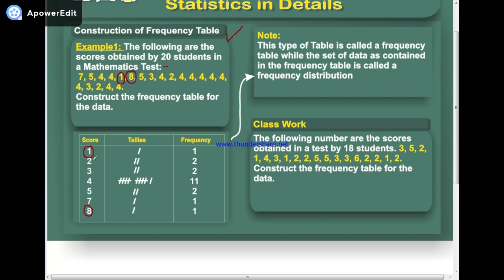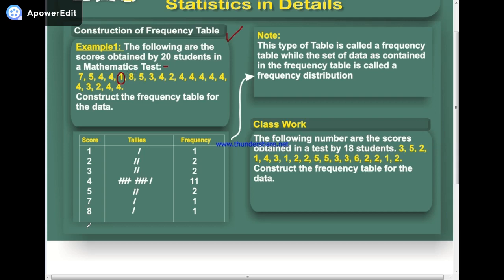So that means you are going to arrange it in ascending form, which will be 1, 2, 3, 4, 5, 7, 8. So that means 6 is not among the scores. That is the reason why 6 is omitted. Are you getting it? So you are going to arrange the score from the minimum to the maximum. So do you understand? That is what the score is all about.